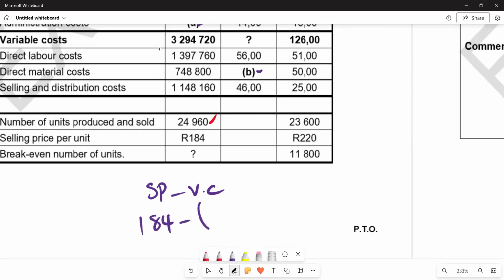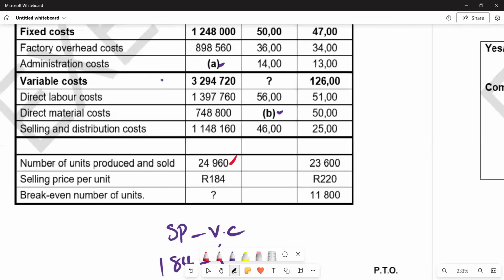184, and then we subtract the variable cost per unit. We see that for variable cost, we are given it differently there, whereby direct labor costs, direct material costs, and selling and distribution costs are all variable costs. So the per unit direct labor cost is 56. Then for direct material cost, we just calculated it and we got 30 rand. So basically we are saying 56 plus 30 plus 46.